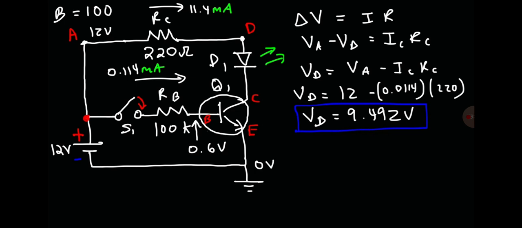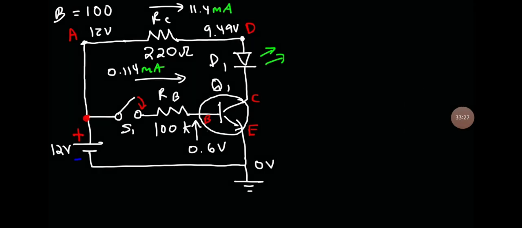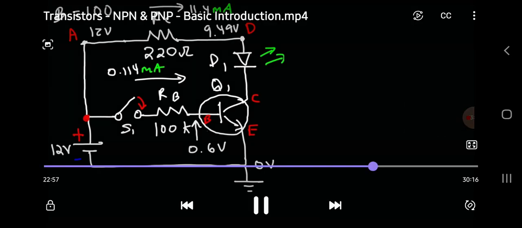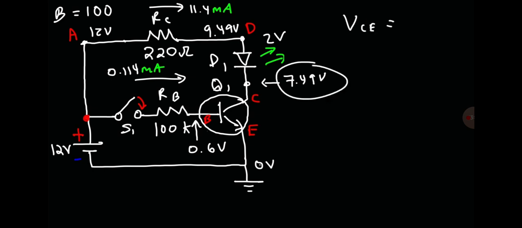Now that we have the potential at point D, we can now calculate the potential at point C. Now for this, we can get an estimate because we know the voltage drop of a typical green LED. For the most part, it's approximately 2 volts. It can vary. It can be 1.8 volts. It could be 2.2. But we're going to go with an estimate of 2 volts. So that means that the potential at C will be 7.49 volts approximately. And so VCE, which is the difference between these two, that's going to be 7.49 volts as well.